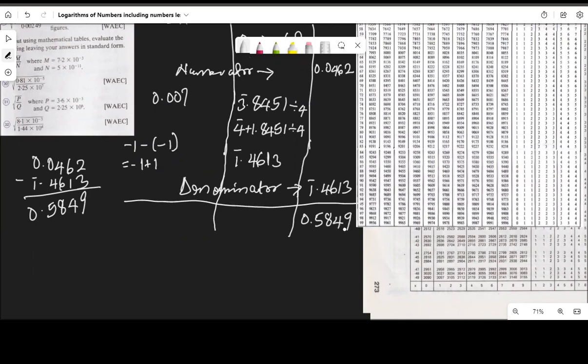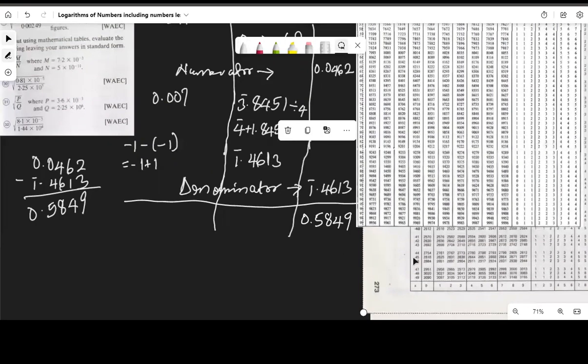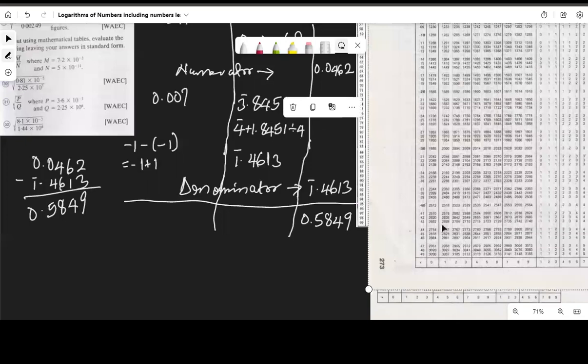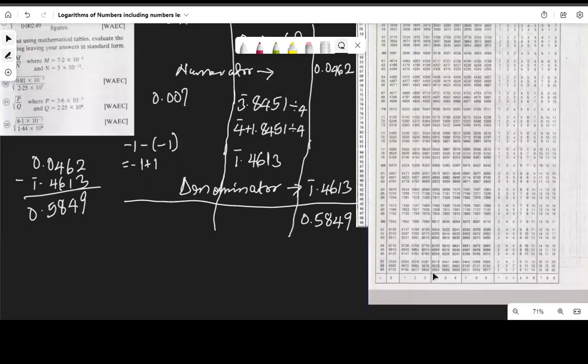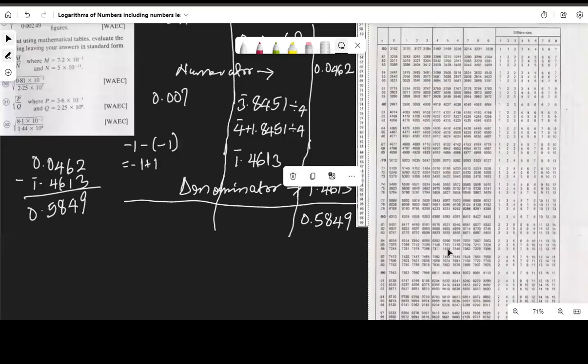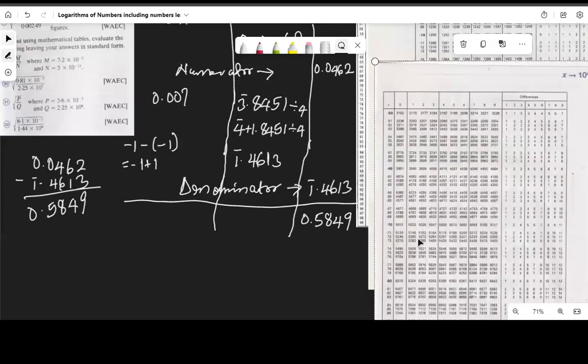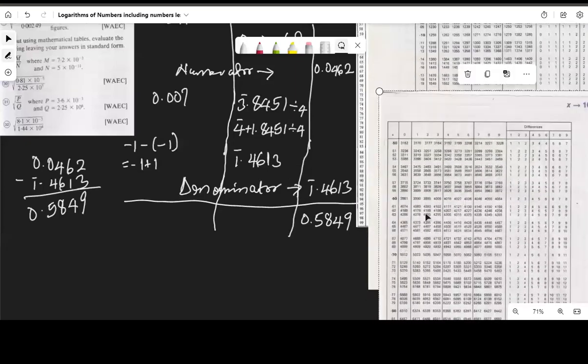0.5849. Now look for the antilog of 58 under 4, with a difference of 9. Antilog of 58. We have up to 50. Okay, 58 should be in this down one. 58 is right here. 58 under 4 is 3837.